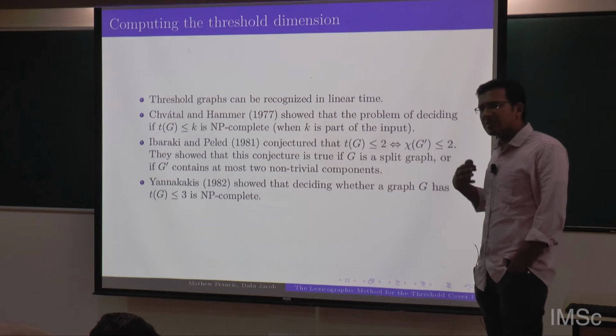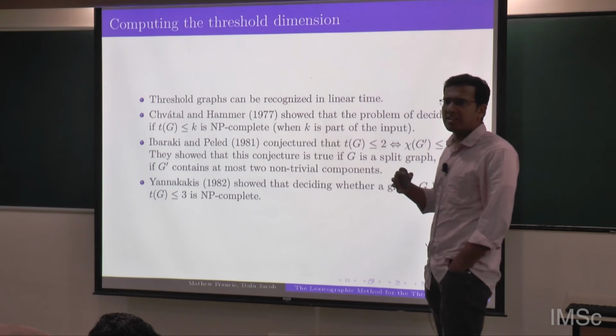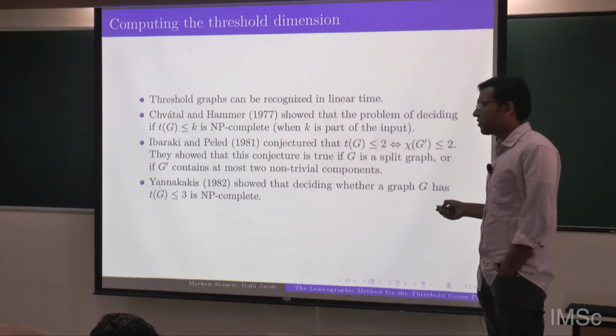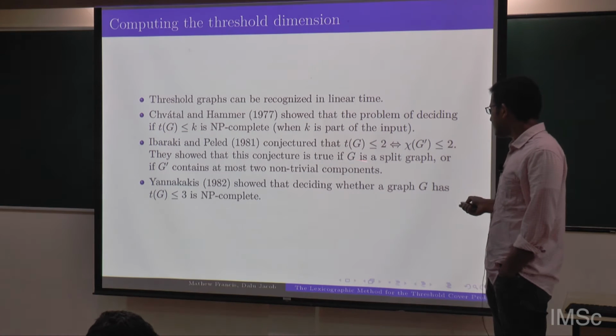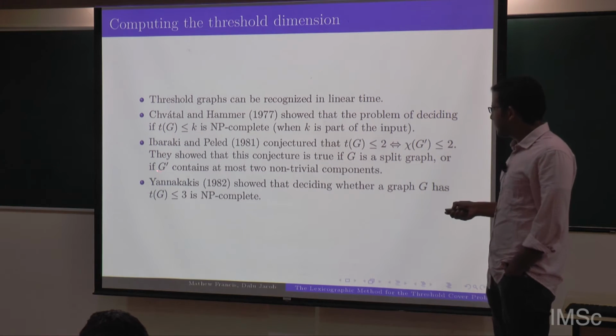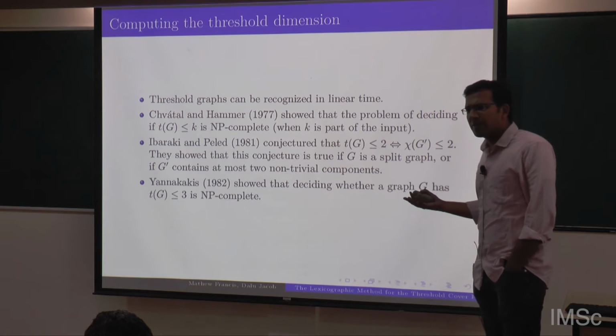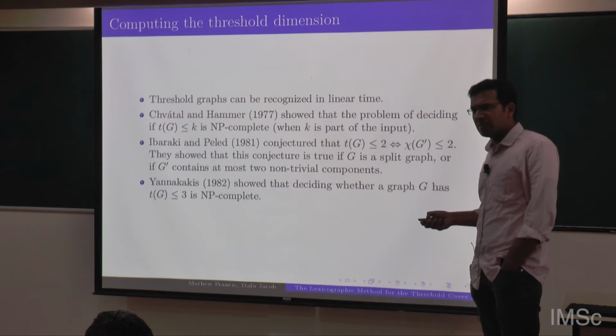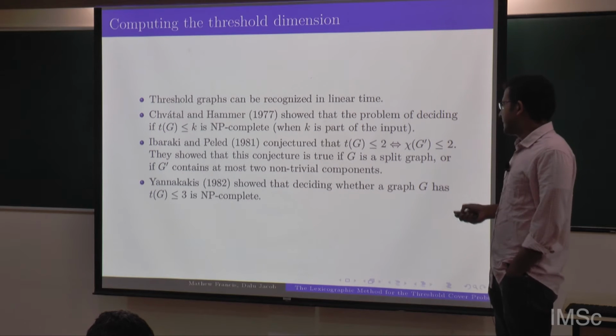That itself has resulted in a lot of other results in other areas, because in many other areas it's only split graphs that they are interested in. And also if G prime contains only 2 non-trivial components, then still they can show it. But the proof is still complicated.